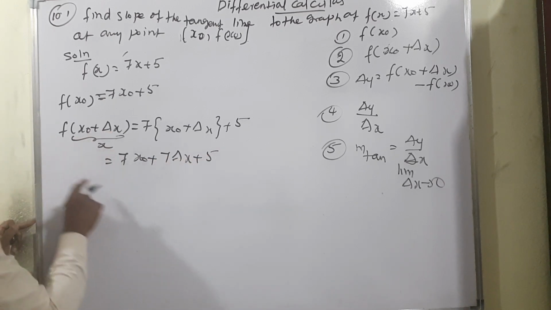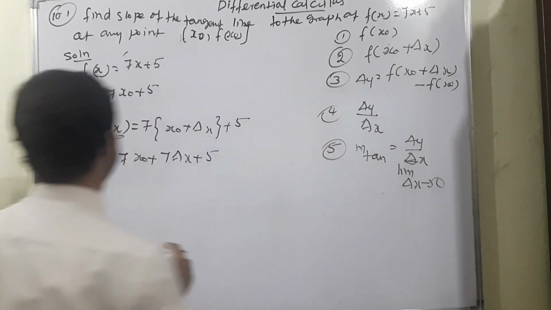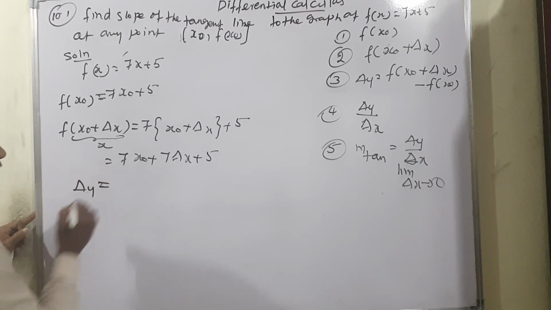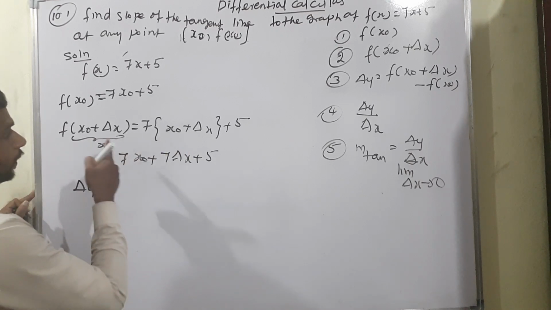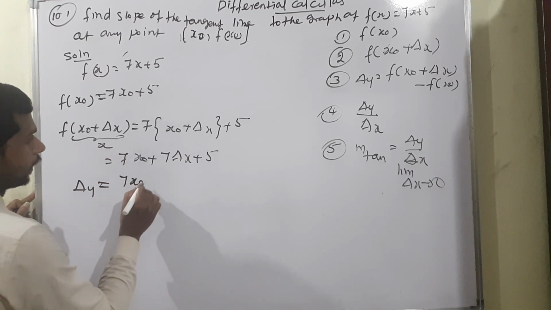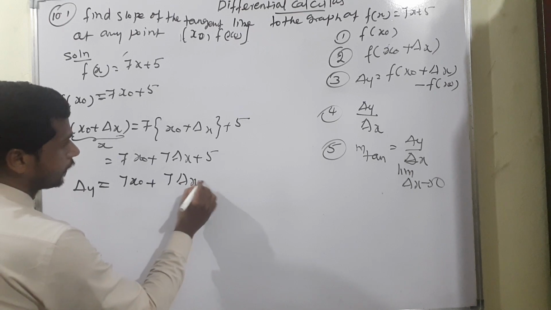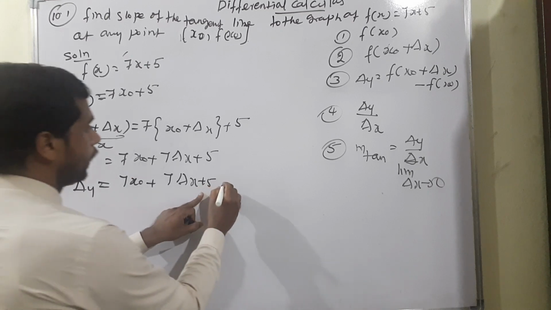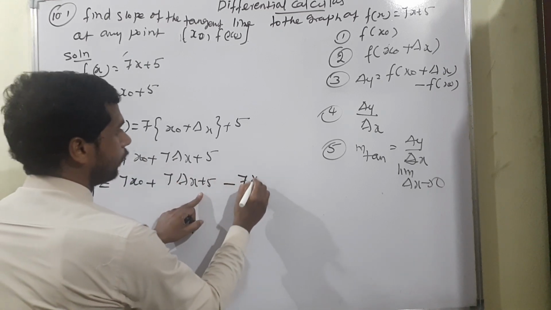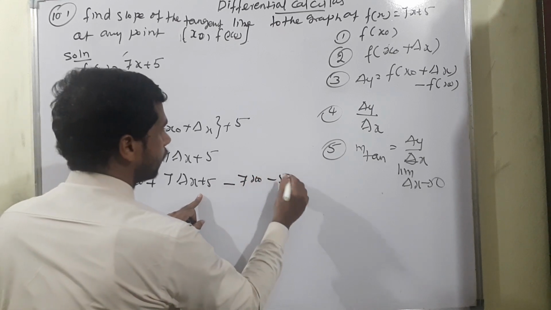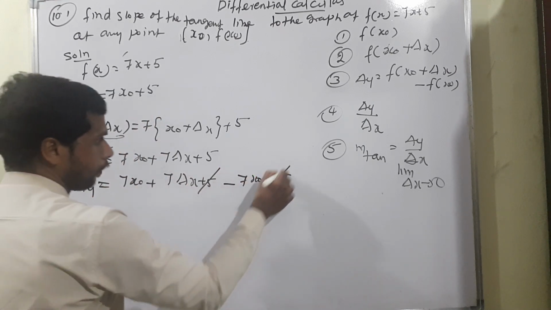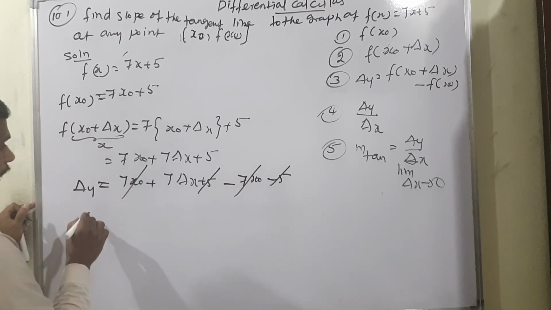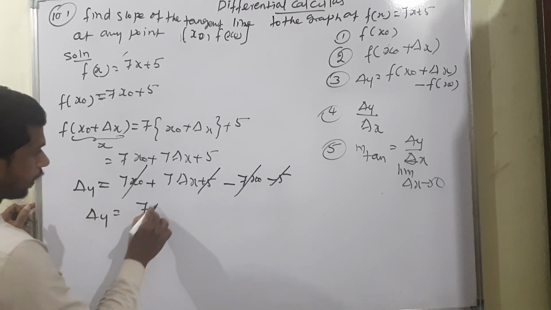After getting x naught plus del x, next we apply the difference between the values, that is called change of y. So del y is equal to f of x naught plus del x, which is 7 x naught plus 7 del x plus 5, then minus f of x naught. F of x naught we already know, but because of the minus sign, plus into minus, minus 7 x naught, again plus into minus, minus 5. So plus 5 minus 5 cancel, positive 7 x naught and negative 7 x naught cancel, remaining only 7 del x. Therefore del y is equal to 7 del x.